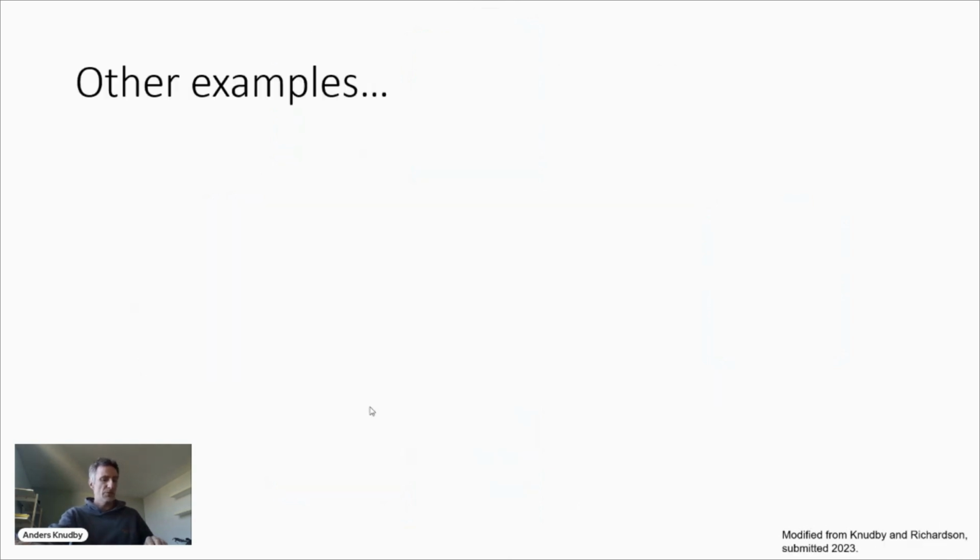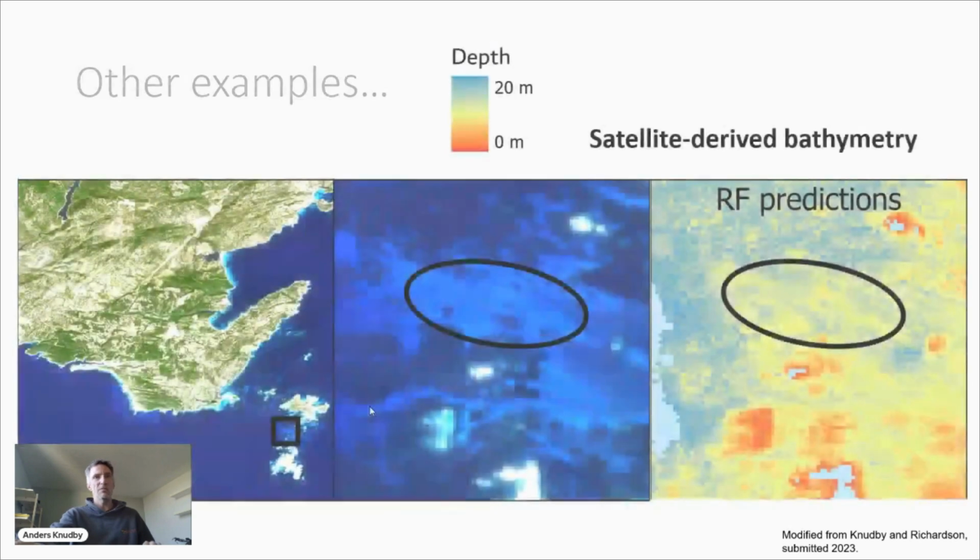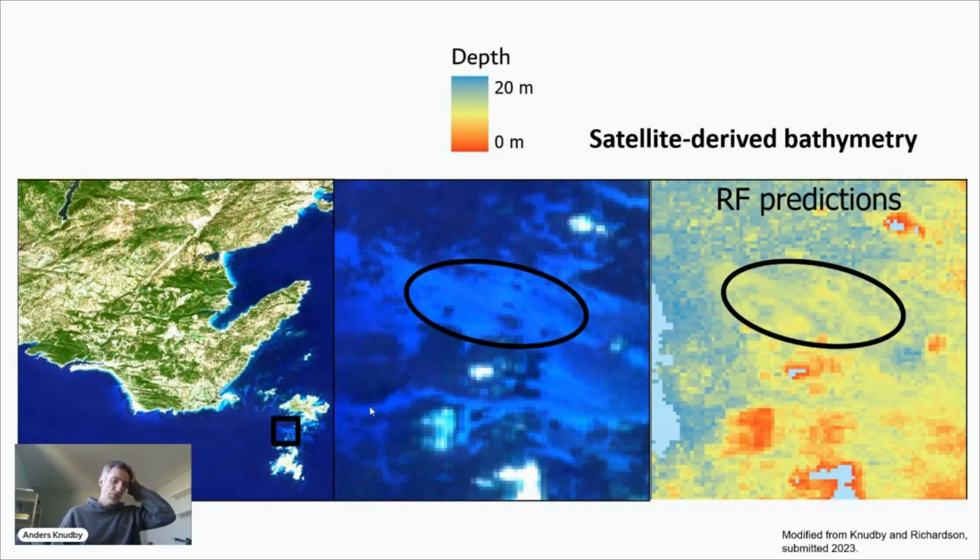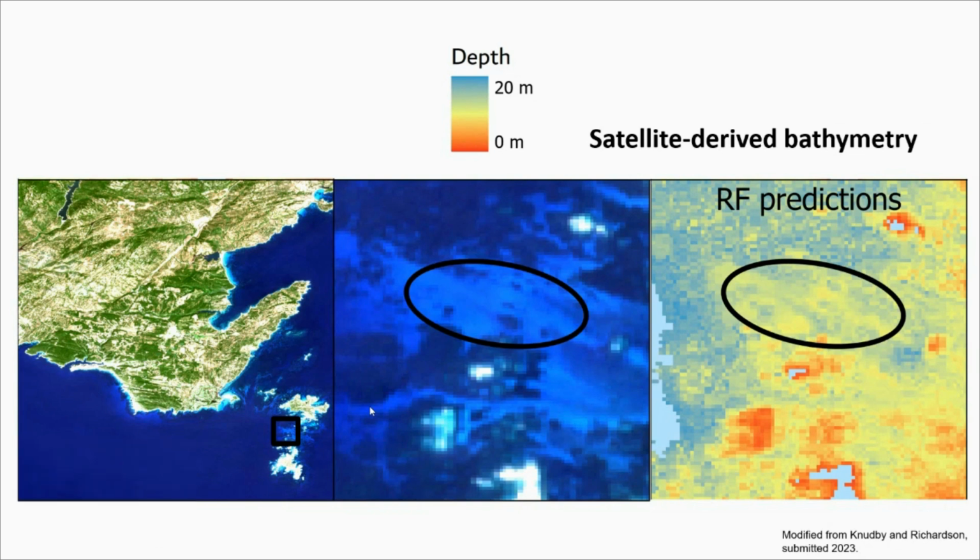So here's some other examples of work that I've done or that other people in my lab have done that also relies on machine learning models. The first one is an example of what we call satellite-derived bathymetry, in which we take a satellite image and we try to estimate for each pixel how deep the water is.